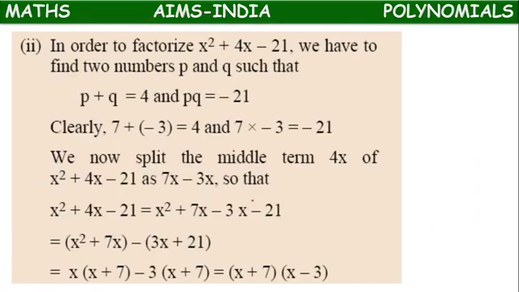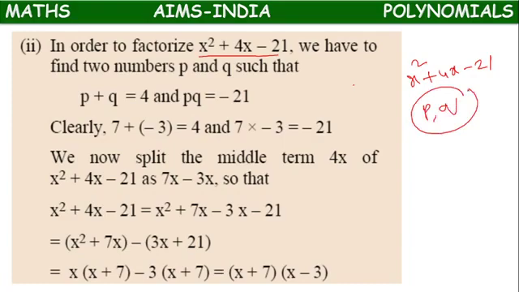So next question. x square plus 4x minus 21. We have to find two numbers p and q such that their product is equal to c, the constant, minus 21, and their sum is equal to the middle number, the x coefficient, 4. 4 means there is no sign, so we can take the plus sign, plus 4.